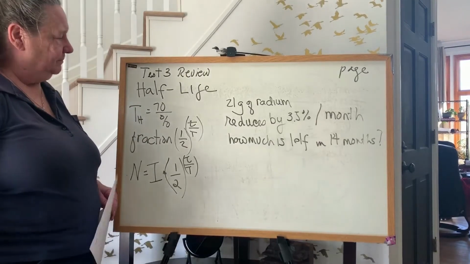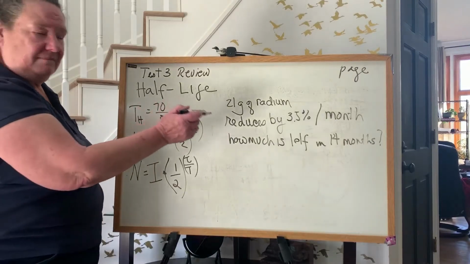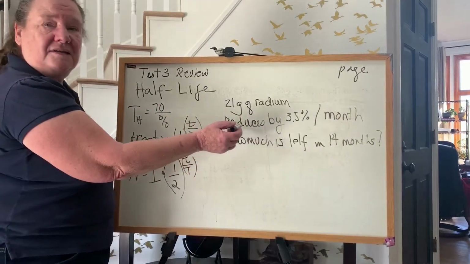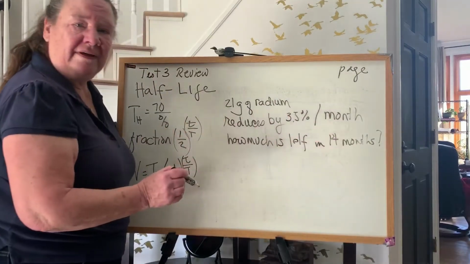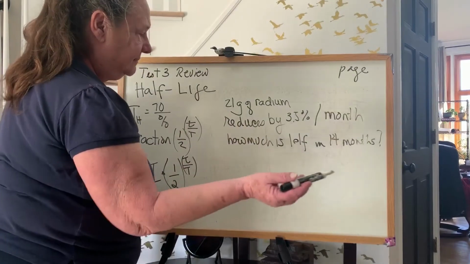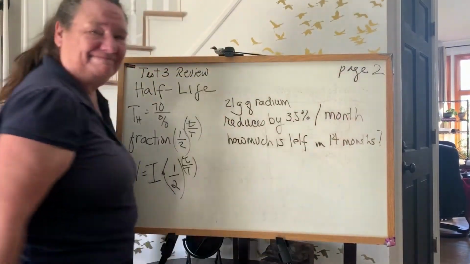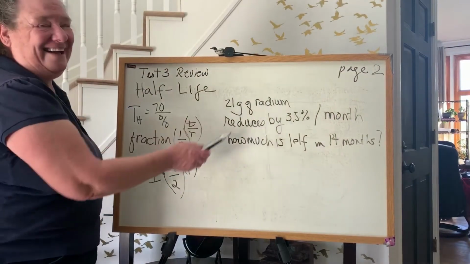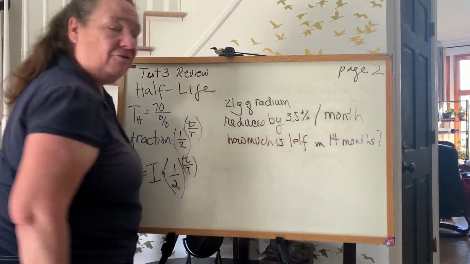Last example. You have 21 grams of radium, and it is reduced by 3.5% per month. How much of the radium is left in 14 months?